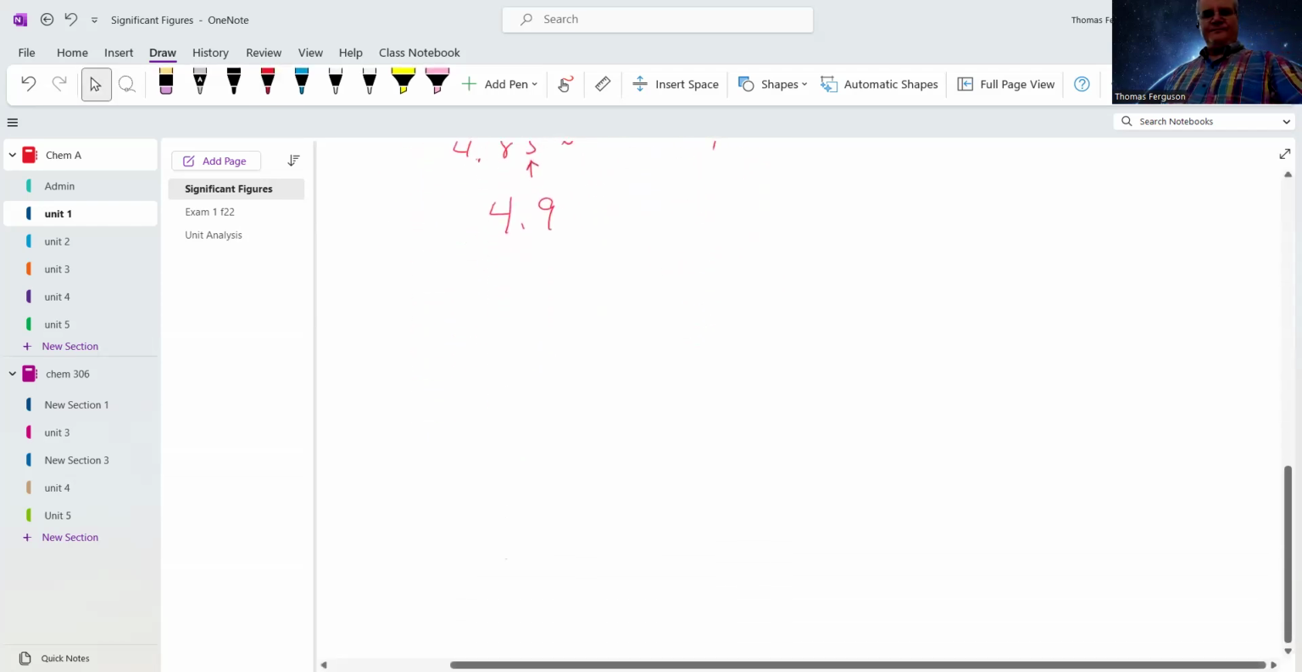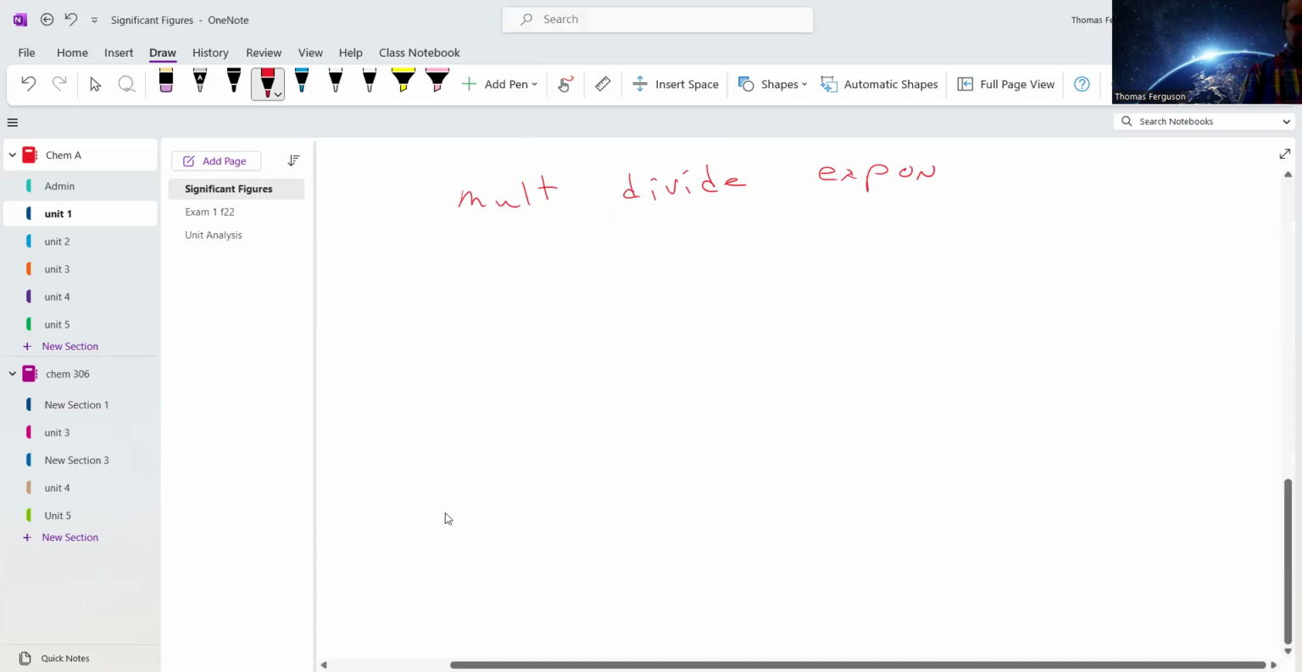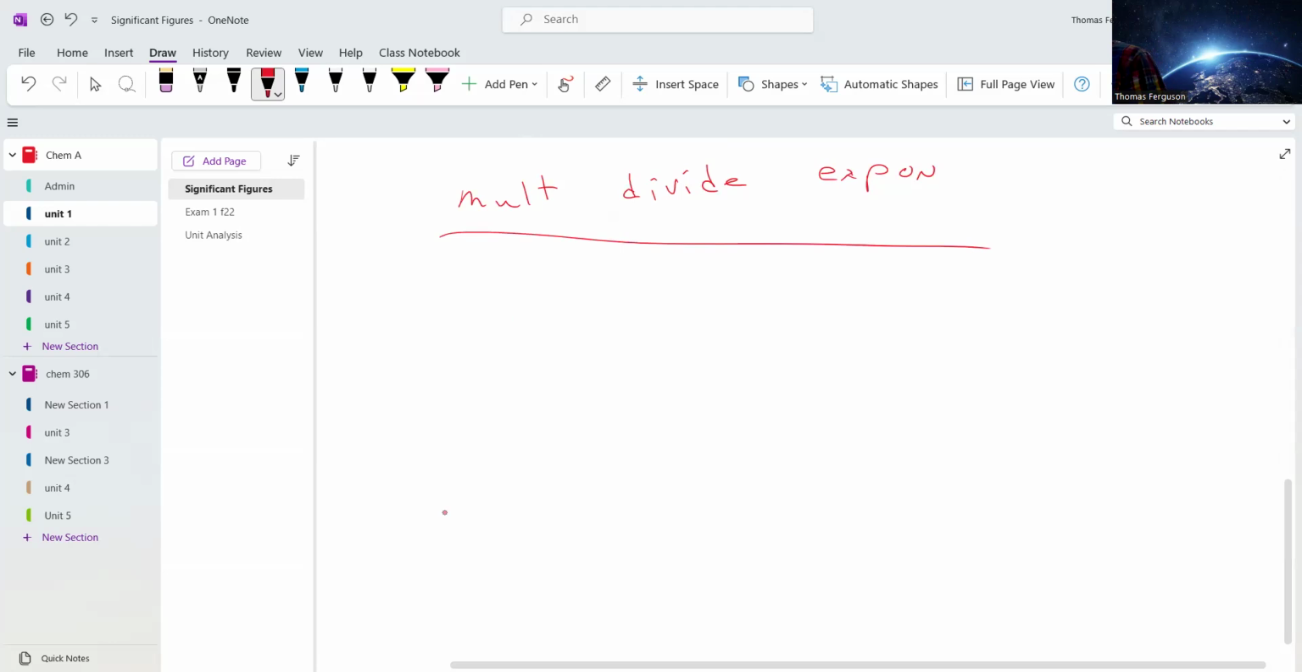All right, so what happens now? If we're multiplying, dividing, or doing exponential notation, then we're looking at the total sig figs in the numbers. So let's multiply that.